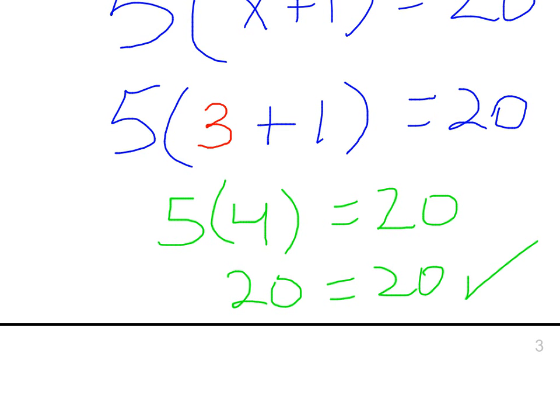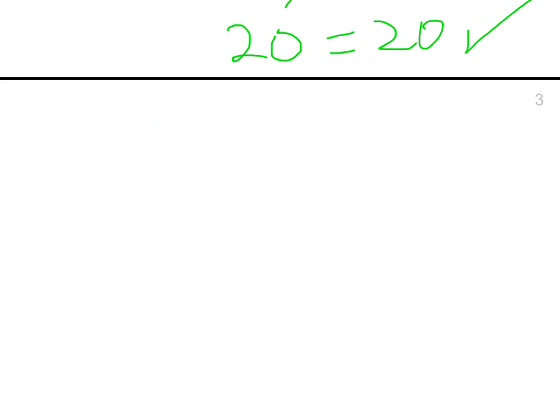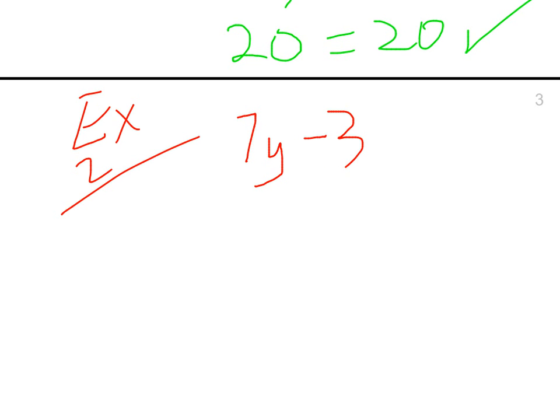Alright, so let's look at a different example here. So we'll call this guy example 2. Alright, so what I want to look at here is something like this. 7y minus 3 equals 4y minus 15. Sorry, that's ugly. But you could write it neater in your notes. Okay, so here's our invisible wall again.